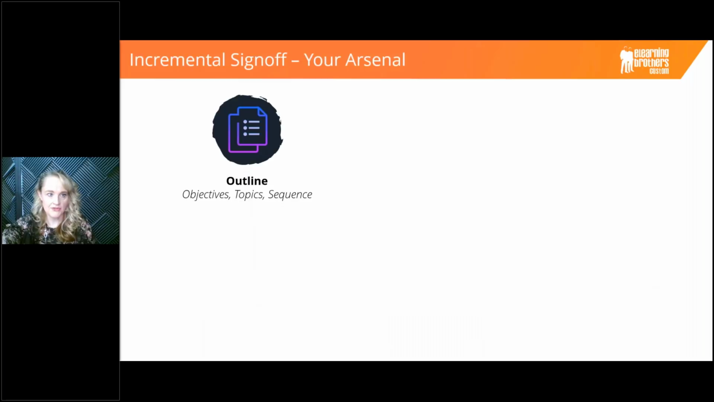So within your incremental sign-off arsenal, there's a variety of different things that you have. And depending on the complexity of your project, one might be more appropriate than others. If you're doing more of a quick and dirty course, you just need to get the information out there, and it doesn't necessarily require a whole ton of extra sign-off. Maybe it is just an outline where you cover off on your topics, the sequence that you're going to use, and your objectives, so that you're making sure you're assessing the right things, and that at the end of the course your learners are going to walk away with what they need to take away from it.